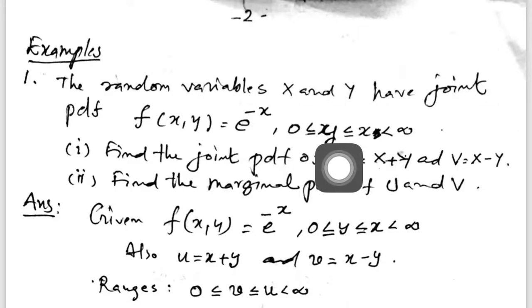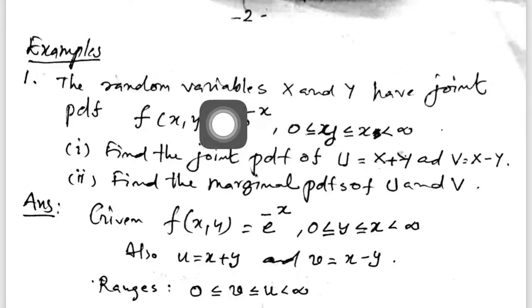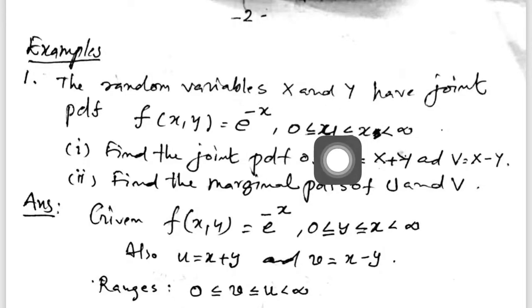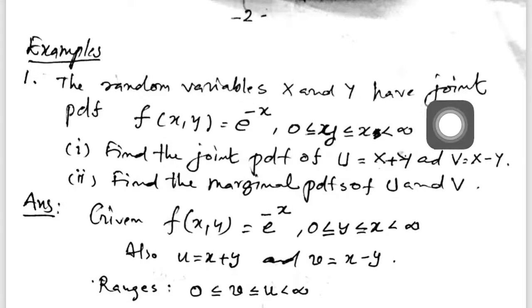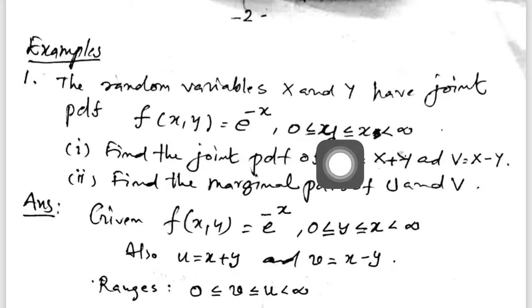This is only an example, and this type of restriction need not always be there. This restriction actually implies that the random variables x and y are not independent, because y is restricted to be less than or equal to x. Because of this restriction, you can easily conclude that x and y are not independent. If x and y were independent, this type of restriction would not be present.